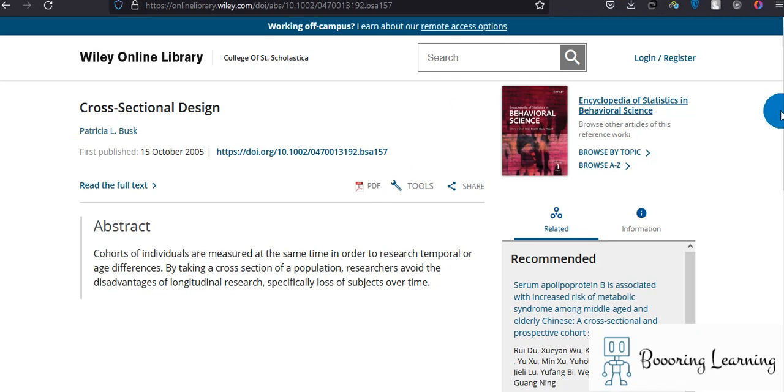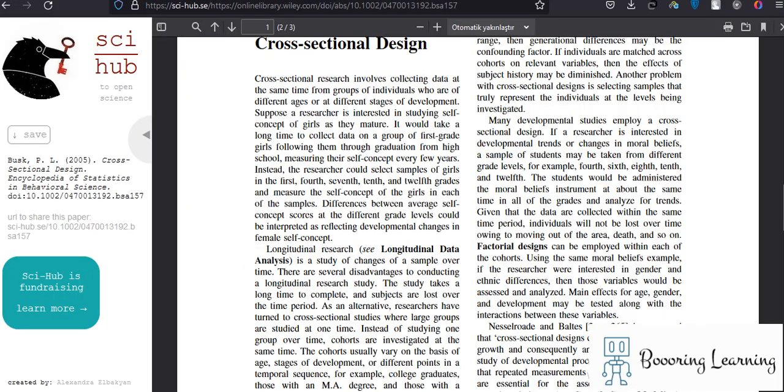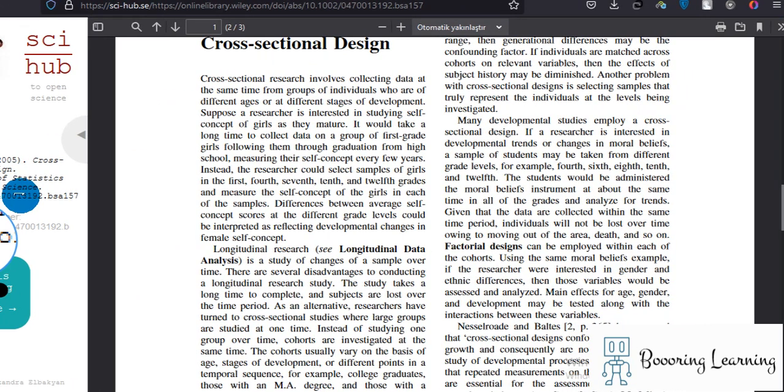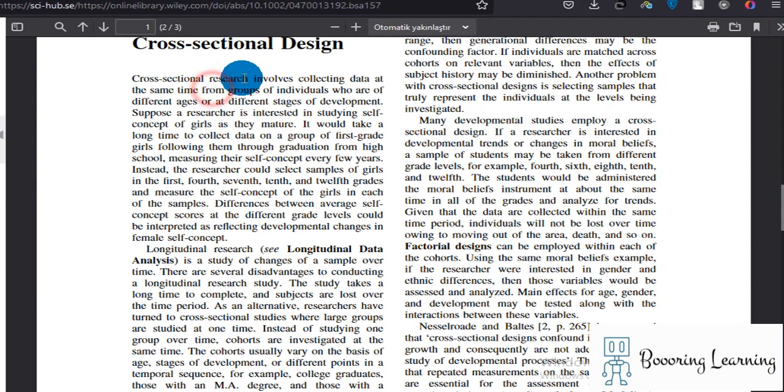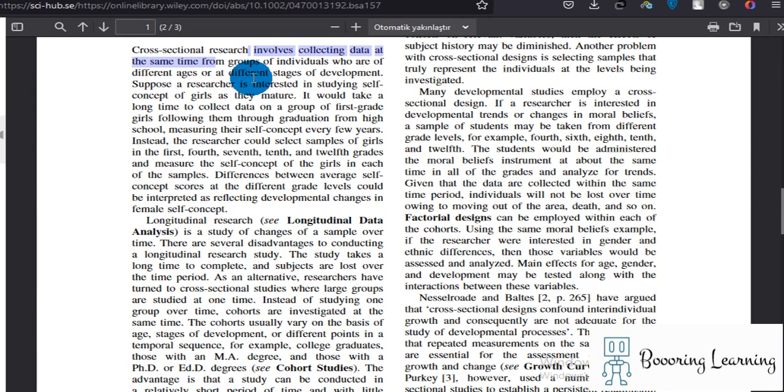time. So this is the article, and this is, I think, the Encyclopedia of Statistics in Behavioral Sciences. I'm not sure if it's a journal, but let's read the article. I reached the article through Sci-Hub, and here, cross-sectional research involves collecting data at the same time from groups of individuals who are of different ages or at different stages of development.